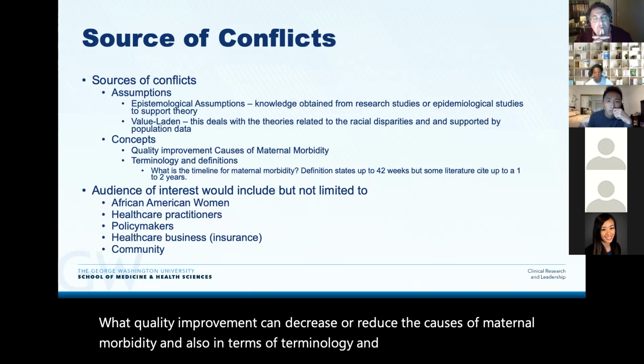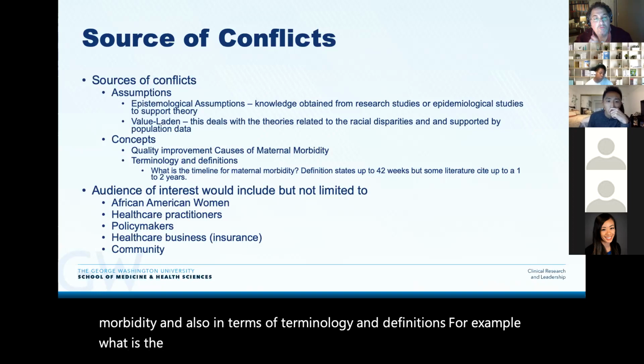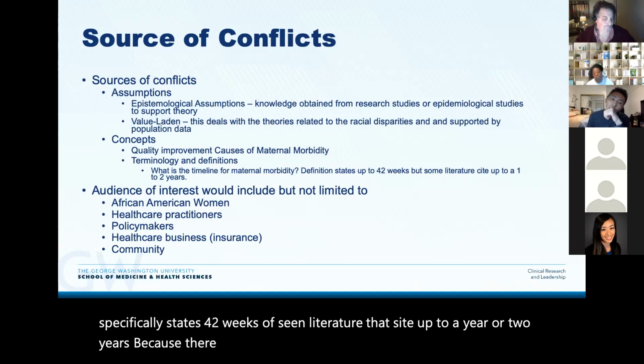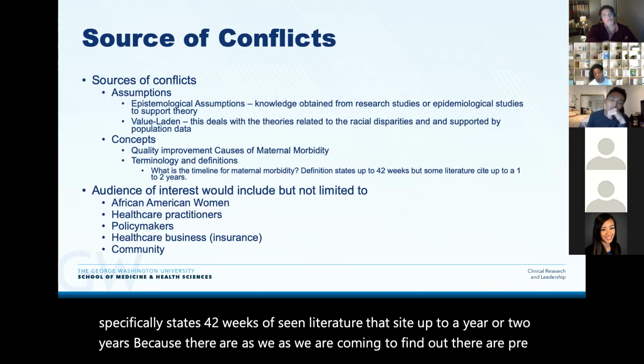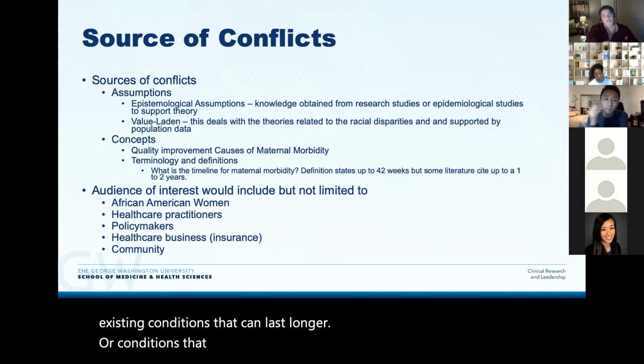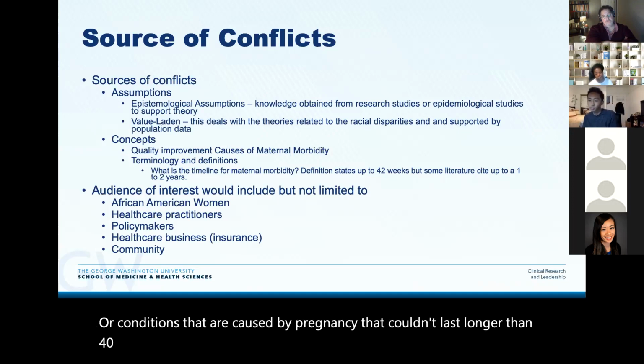For example, what is the timeline for maternal morbidity? Though the definition specifically states 42 weeks, I've seen literature that cites up to a year or 2 years, because, as we are coming to find out, there are pre-existing conditions that can last longer, or conditions caused by pregnancy that can last longer than 42 weeks.